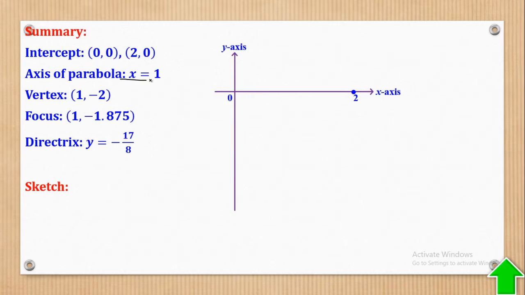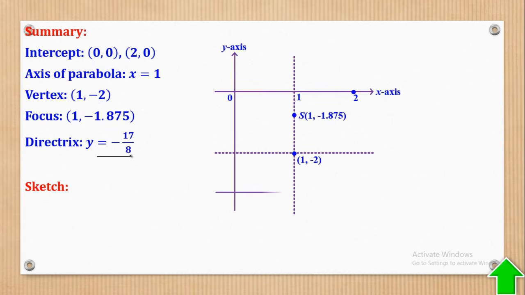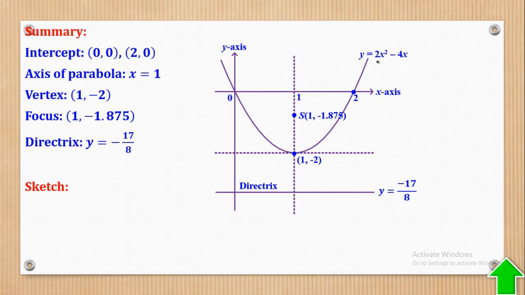The next is the line of symmetry, which is x equal to 1. The next is the vertex, which is (1, negative 2). And next is the focus, which is here. And next is the directrix, which is there. Then now we shall sketch our curve. Because the coefficient of y was positive, it implies that it will have a minimum point.